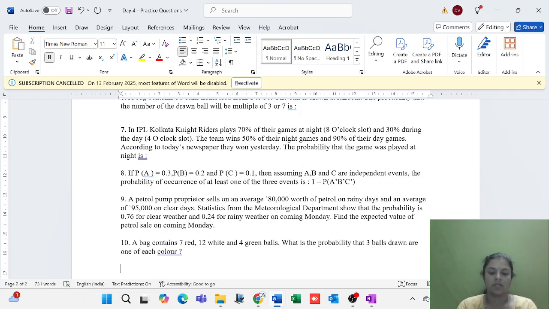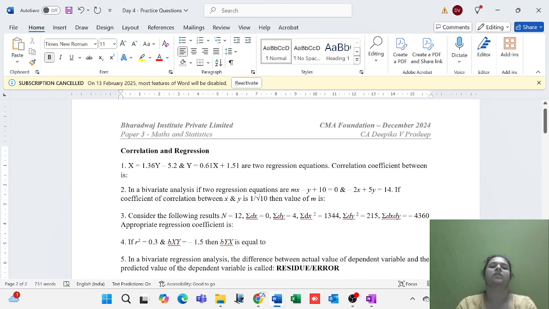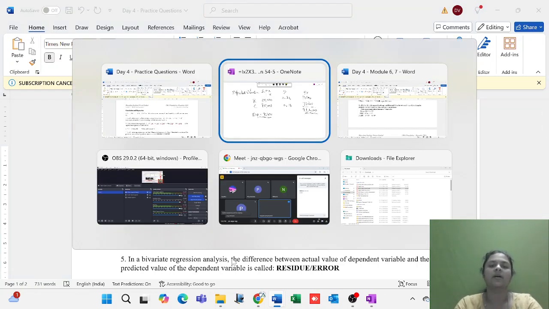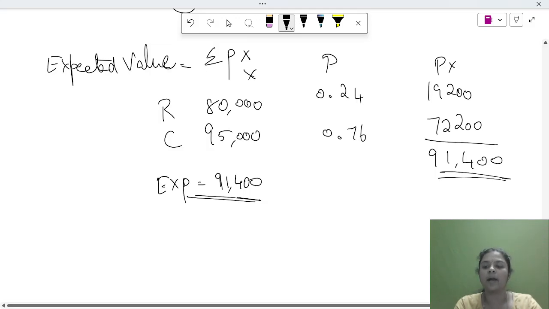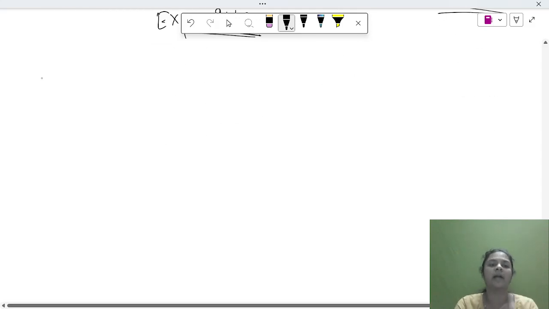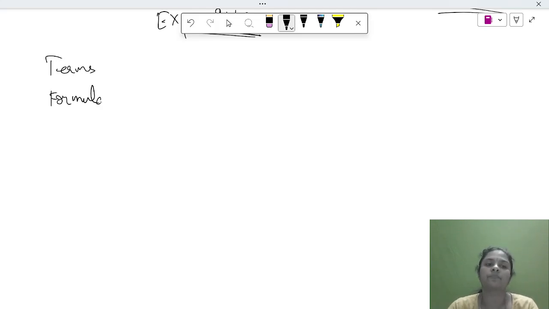So with this, we complete our discussions on correlation, regression and probability. So probability questions, please ensure that you are clear with the formula. You have to remember the terms. You have to remember the basic formula. These two are very important.